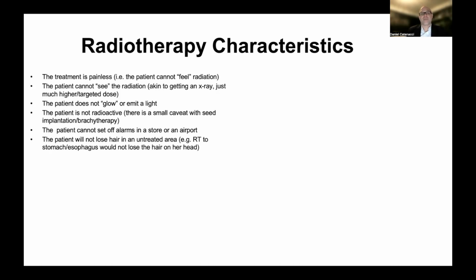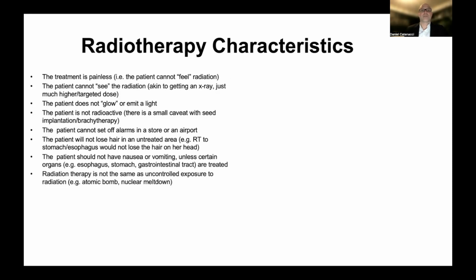And in terms of side effects, which we'll go into more detail on the next slide, a common question is, will I lose my hair? And the answer is no, not if that hair is nowhere near where your treatment field is. And so, for example, if we're treating the primary tumor in the stomach or the esophagus, you wouldn't have hair loss from the radiation. Similarly, you wouldn't have nausea or vomiting unless it is focused in the GI tract, which of course, in our case, it very frequently is.